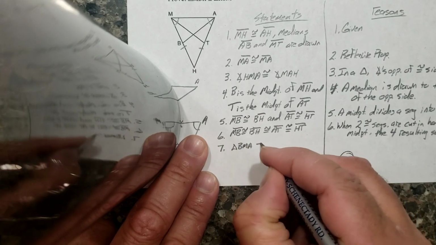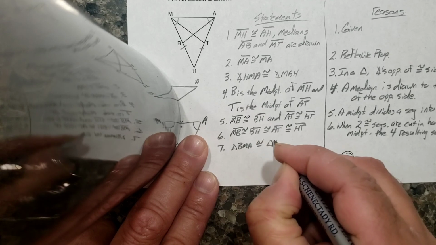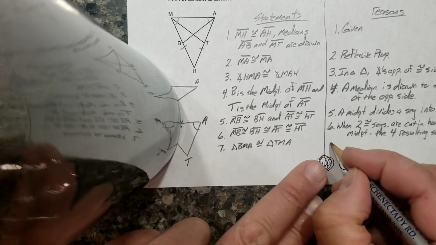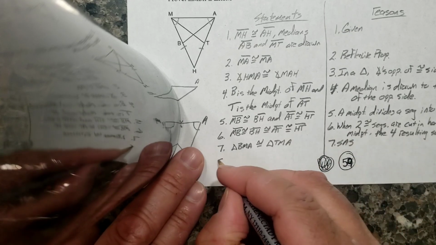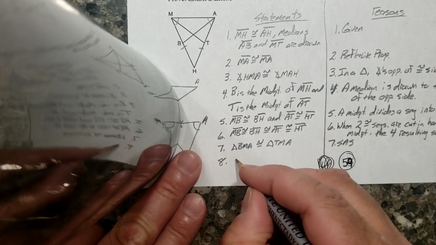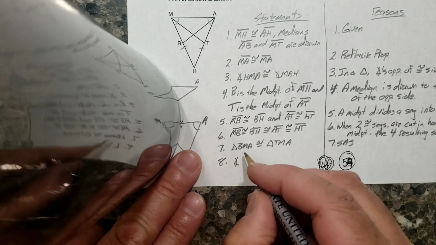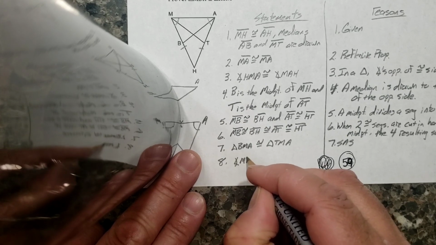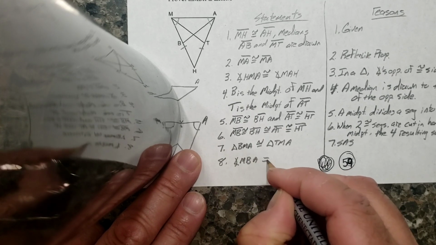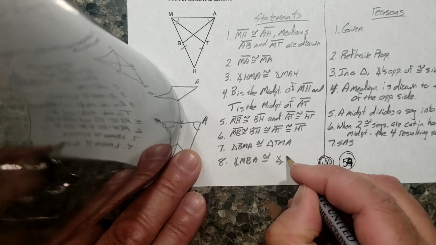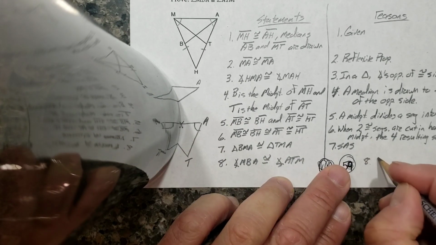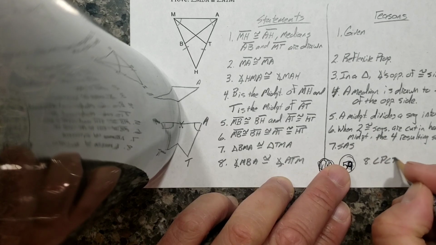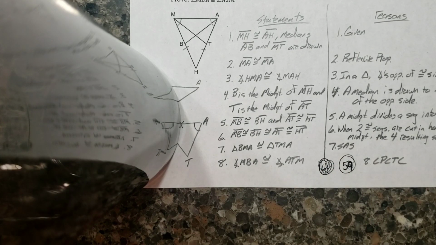Triangle BMA is congruent to triangle TMA, and we use side angle side for that. And once we have congruent triangles, we have corresponding parts. Angle MBA is congruent to angle ATM. Corresponding parts of congruent triangles are congruent.